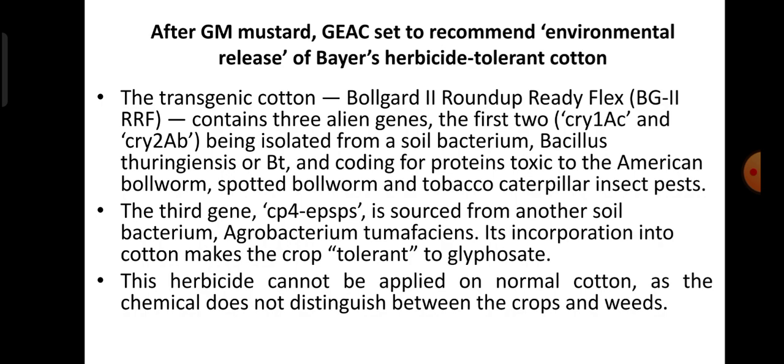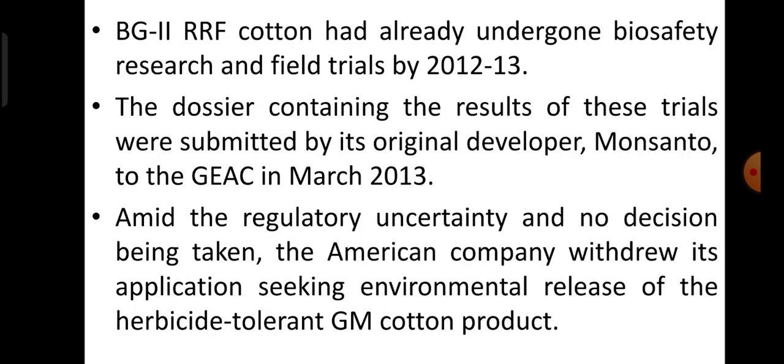The third gene is CP4 EPSPS, sourced from the soil bacterium Agrobacterium tumefaciens. Its incorporation into cotton makes it tolerant to glyphosate. This herbicide cannot be applied on normal cotton as the chemical does not distinguish between crops and weeds.